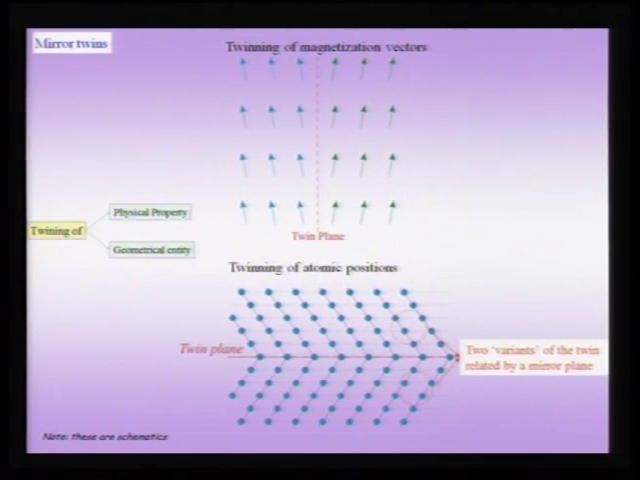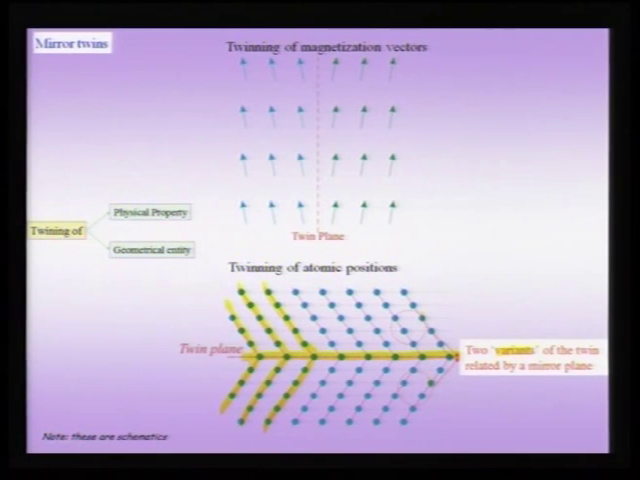But more commonly, we are talking about twins wherein you have a geometrical entity like an atomic position which is reflected, and therefore you can see an image below wherein there is a twin plane which passes through the middle, and the atoms across the plane are reflected by this mirror plane. Therefore, if you have an atom here, you would have a corresponding atom which is reflected in the atomic plane mirror. You have an atom here and an atom here. Therefore, you can see that atomic planes are also reflected by this mirror. So, this is a twin plane, and these two are the two variants of the twin which we had talked about.